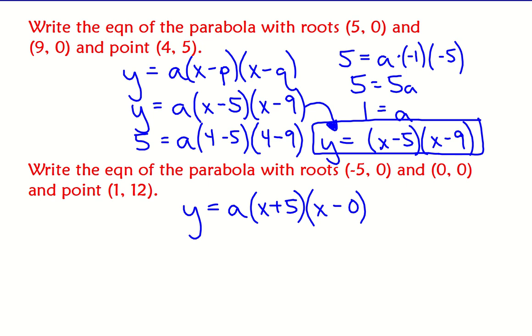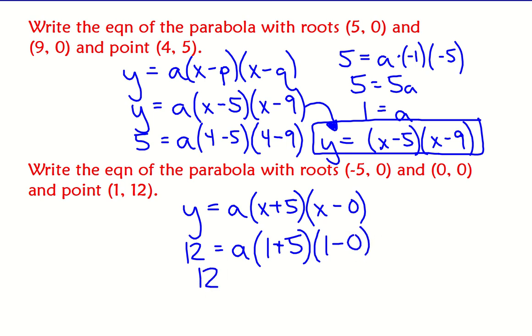And so now I'm going to substitute in the point (1, 12). So 12 is the y value, and 1 would be the x value. So 1 plus 5. Sorry about that, let's fix that. 1 plus 5, and then 1 minus 0. So I get 12 equals a times 6 times 1. If I divide both sides by 6, I get that in this case a, or the steepness factor, is 2.